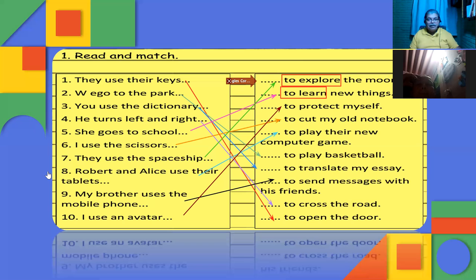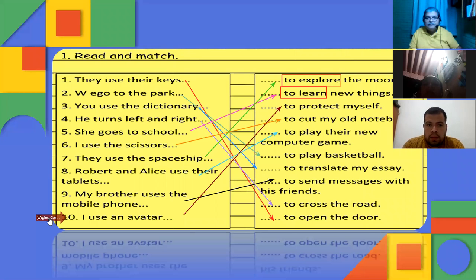Robert and Alice use their tablets to play their new computer game. My brother uses the mobile phone to send messages with his friends. I use an avatar to protect myself.